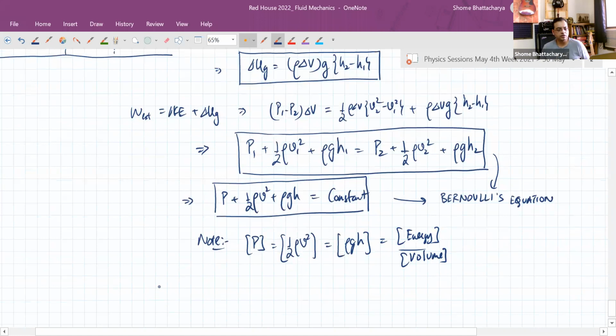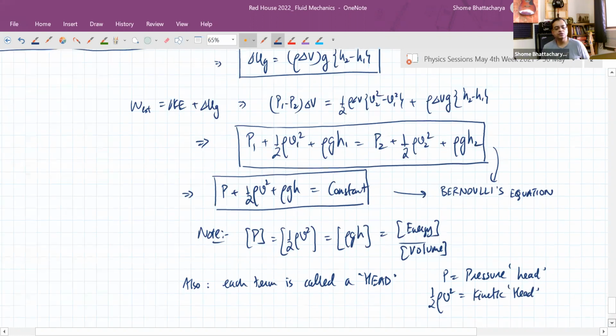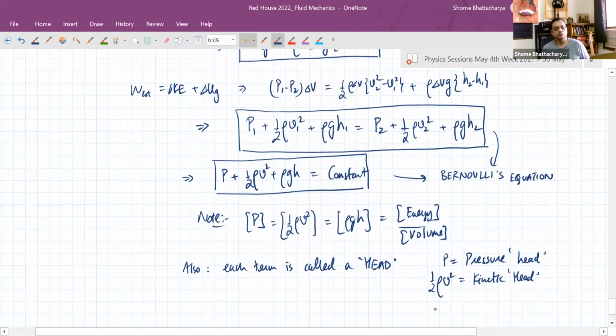Okay. So also they are called, each term is called a head. So the term P is what we refer to as the pressure head in the Bernoulli equation. Half rho v square is what we call the kinetic head. It's like kinetic energy per unit volume, and rho gh is what we call the gravity head. So the sum of the three heads should remain constant.